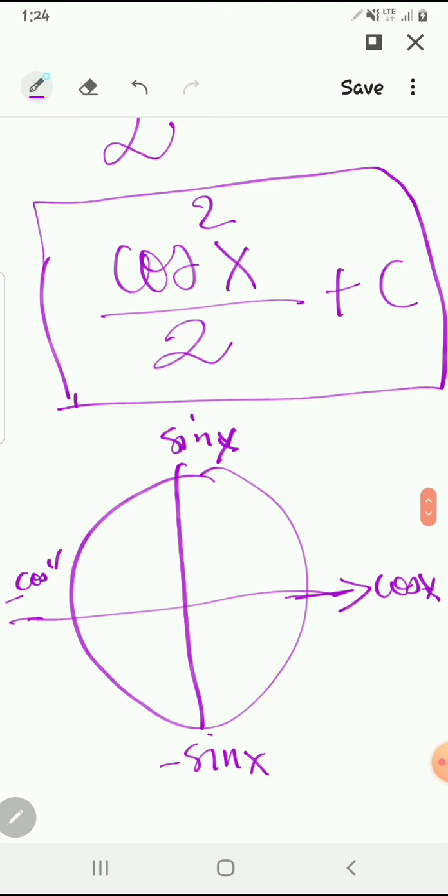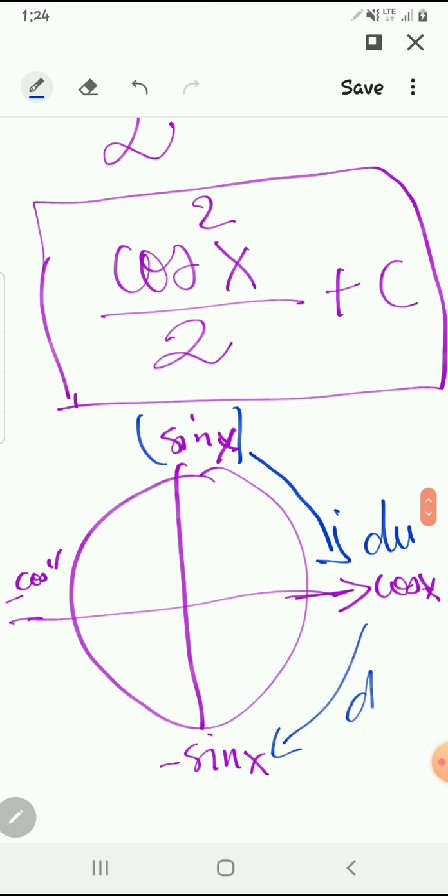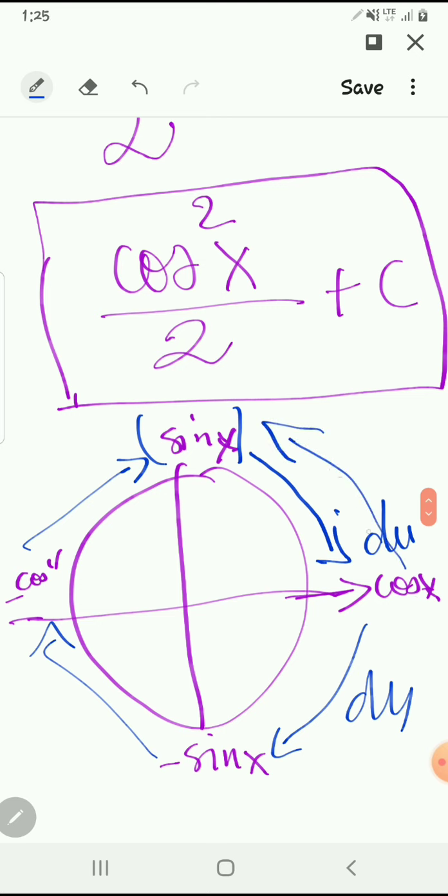If we take the derivative, we go that way, clockwise. The derivative of sine of x is cosine of x. The derivative of cosine of x is negative sine of x. The derivative of negative sine of x is negative cosine of x, and let's keep going. But for the antiderivative we go backward: the antiderivative of cosine of x gives sine of x, and the antiderivative of sine of x gives negative cosine of x.